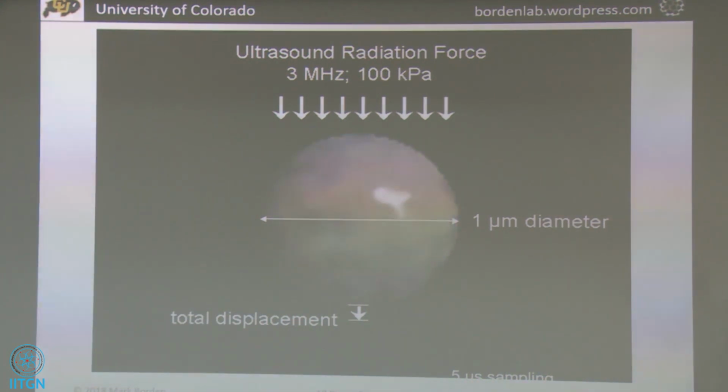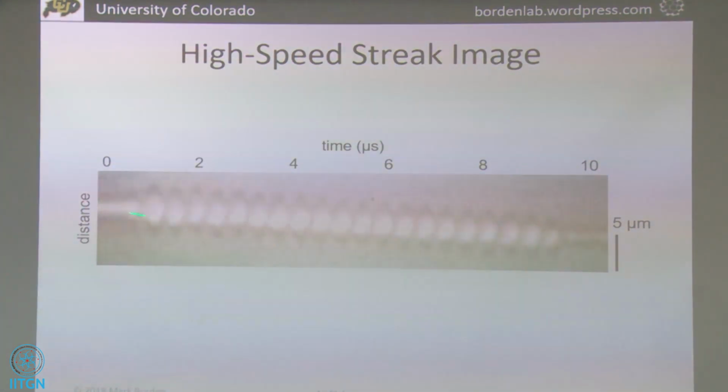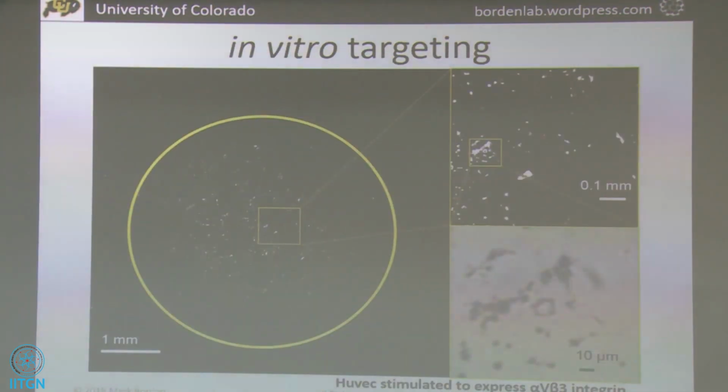You can imagine when it's expanding, it's revealing the ligands so that they can bind to the target. This shows a streak image that shows the oscillations of the bubble and the displacement of the bubble under radiation force. Significant amount of dilation that exposes the ligand.